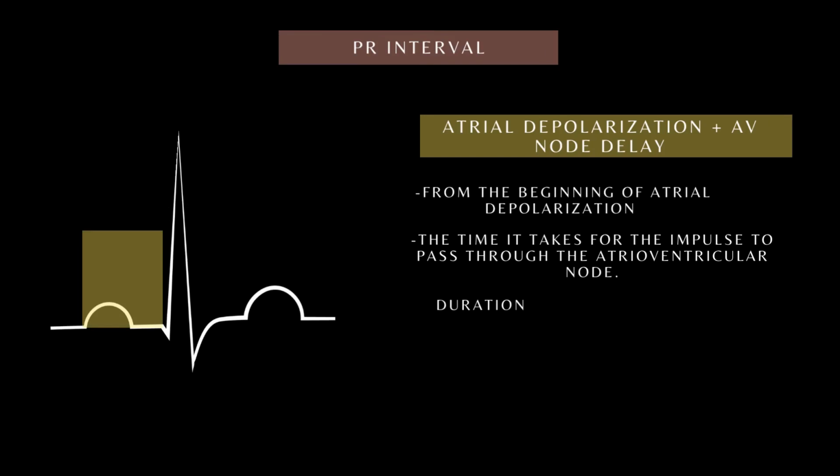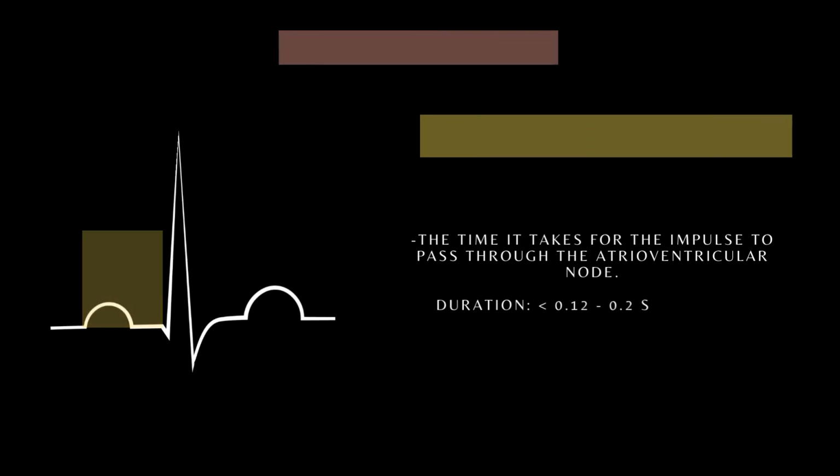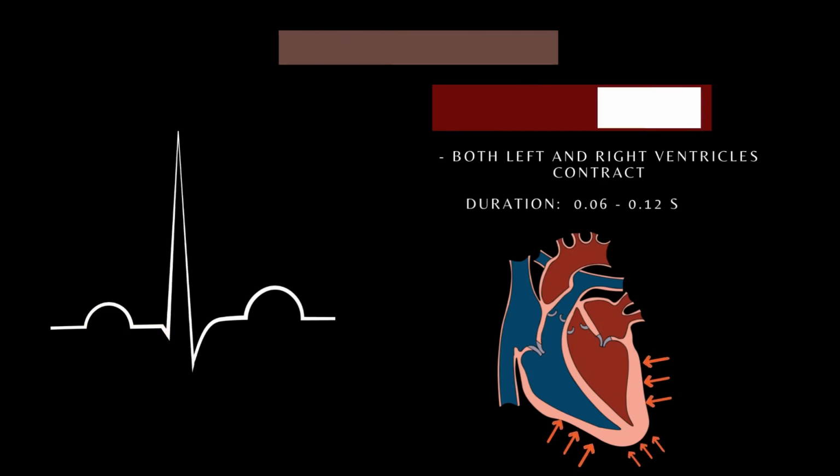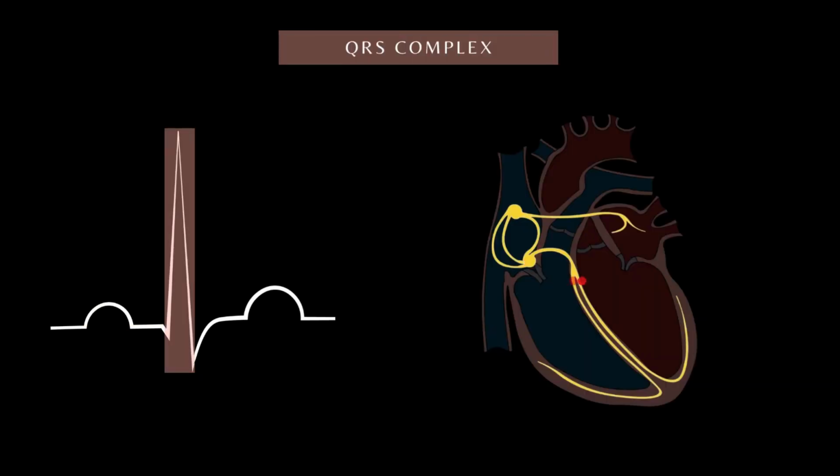The PR interval includes the atrial depolarization and the propagation of the impulse through the AV node and the conduction system until the ventricular myocardium begins to depolarize. The QRS complex represents ventricular depolarization. This is when the ventricles contract.